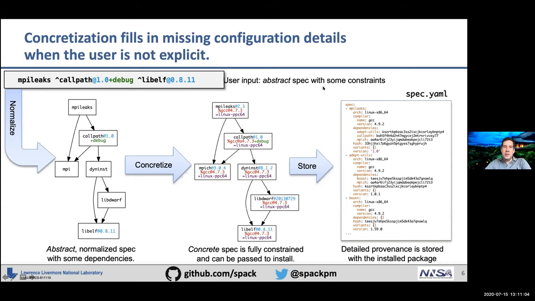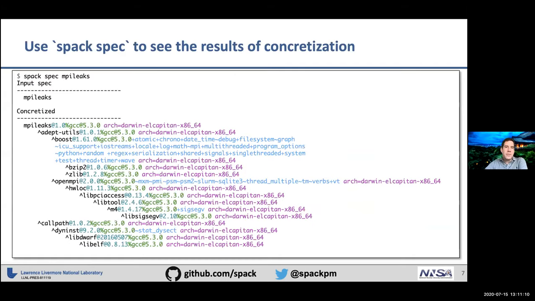We're trying to enable the thing to be as flexible as possible, to give HPC users the control that they tend to want. You can use Spack spec to see the results of concretization. So this is what Spack will spit out to show you how it actually built the MPI leaks tool. You can see that the real tool is a bit more complicated than what I showed in the example. But here are all the packages.